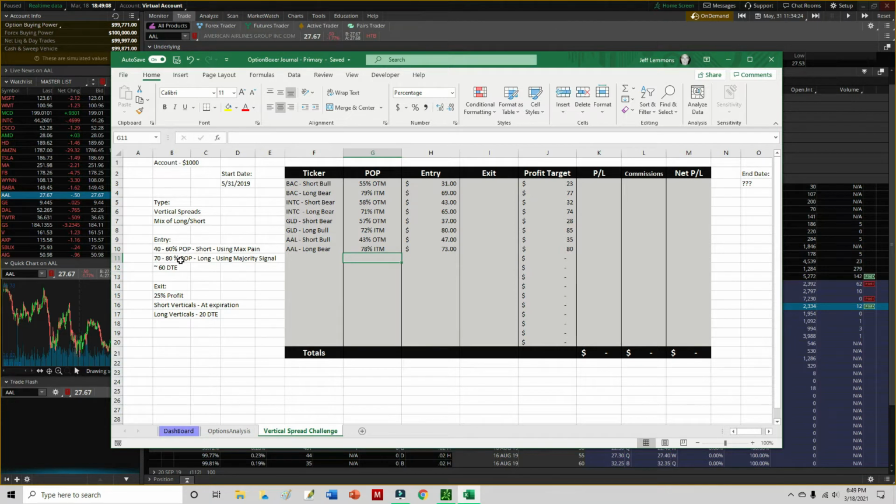The way I skewed it, so to speak, is on the long side, like I said, 70 to 80% probability of profit. So I traded in the money on most of those, and so you can see there's just not a lot of reward there on those long trades.